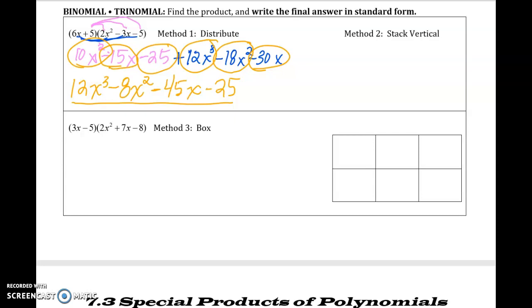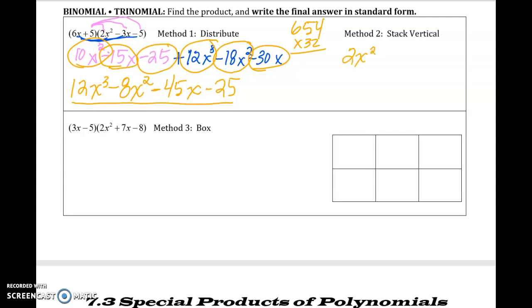Okay, so let's really quick move on to method 2, which is just stacking these. And so when you stack them, this method reminds me of how we learned to multiply in elementary school. So like if you were doing 654 times 32 and you stack them on top of each other. So, again, this might be something you like or you don't like. If you're stacking them, you always put the longer polynomial on the top. So I would start with the trinomial on the top.